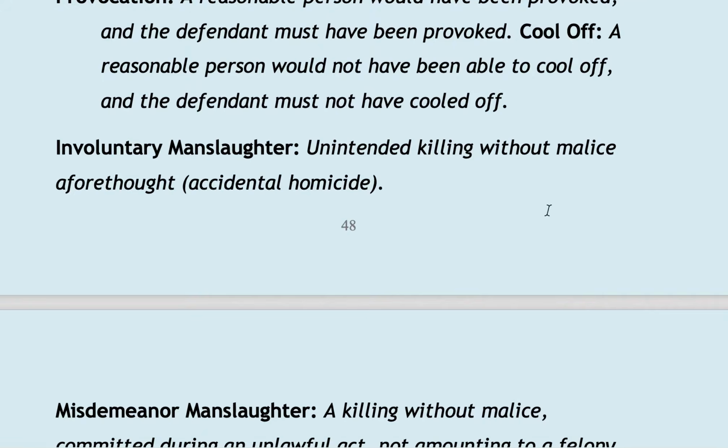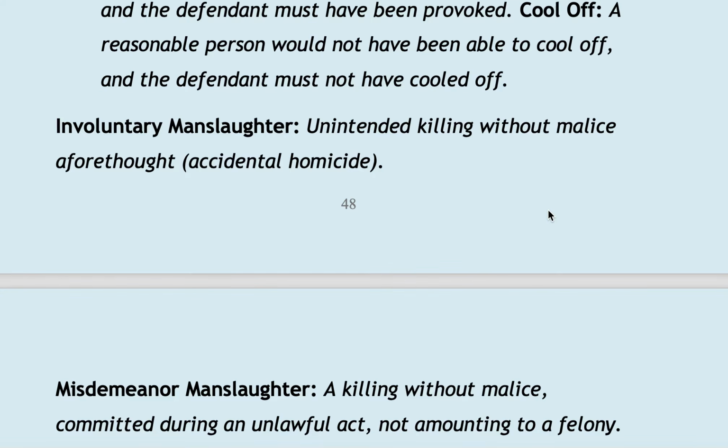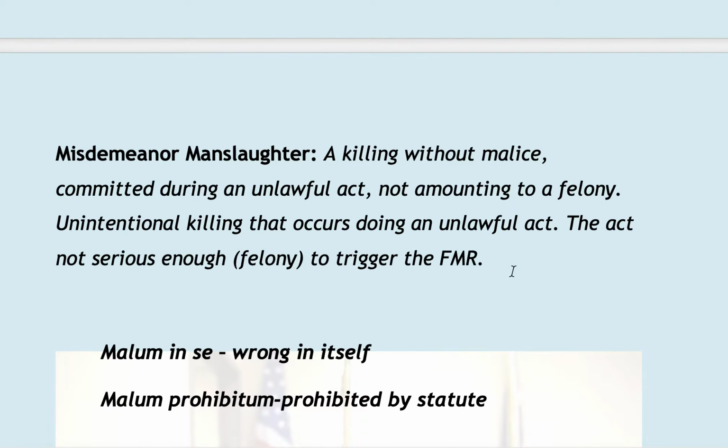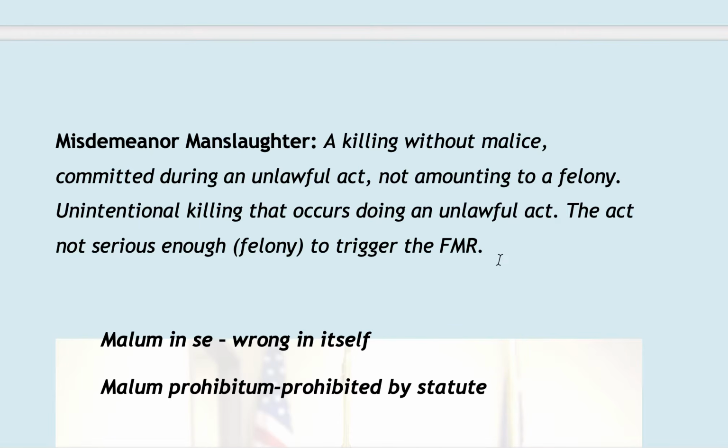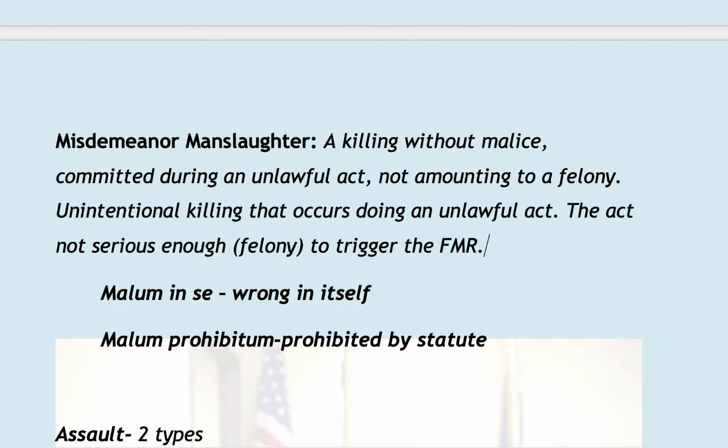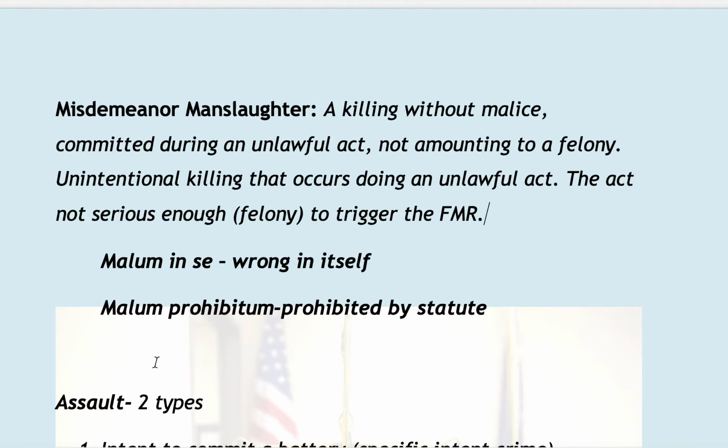Involuntary manslaughter is the unintended killing without malice aforethought. It's an accidental homicide. Misdemeanor manslaughter is a killing without malice, committed during an unlawful act not amounting to a felony. Unintentional killing that occurs during an unlawful act. The act is not serious enough, not a felony, to trigger the felony murder rule. Malum in se, wrong in itself. Malum prohibitum, prohibited by statute.